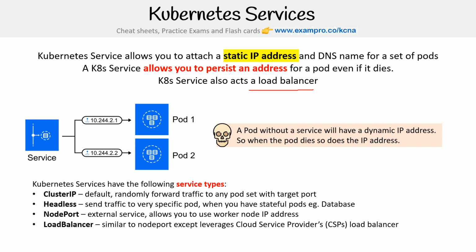We have load balancers, similar to node port, except they leverage cloud service providers' load balancers. And then we have external names, a special service that does not have selectors and uses DNS names instead.